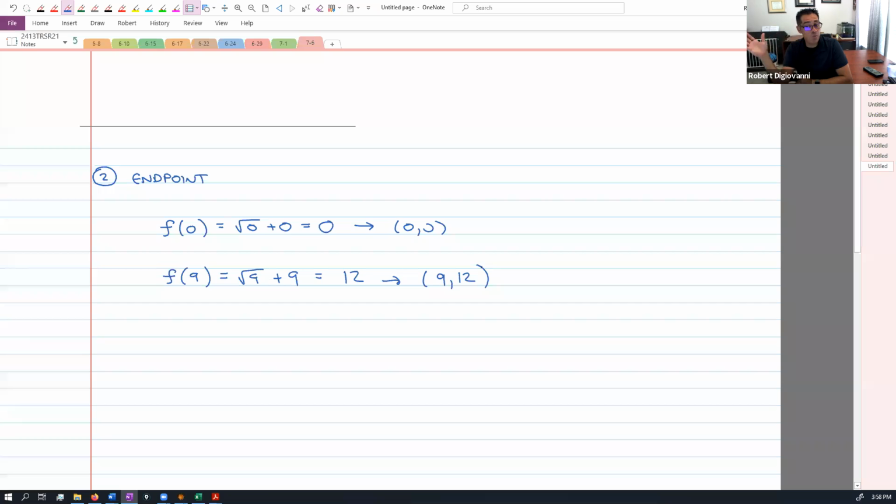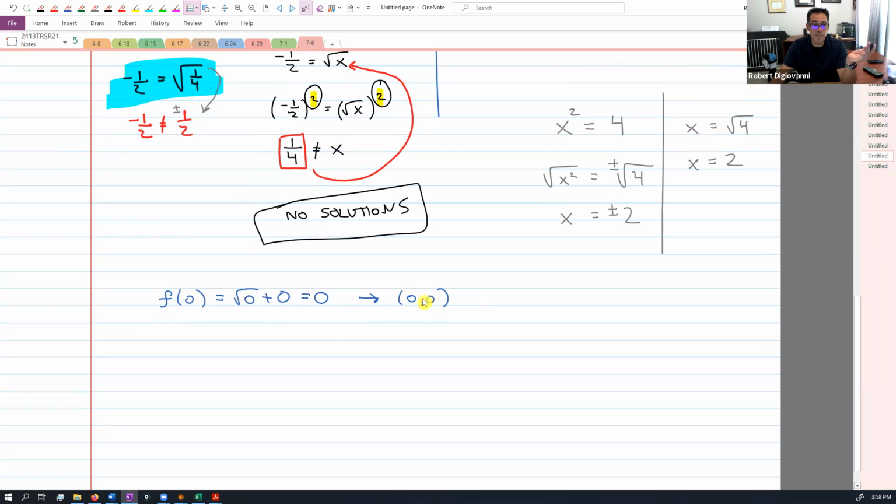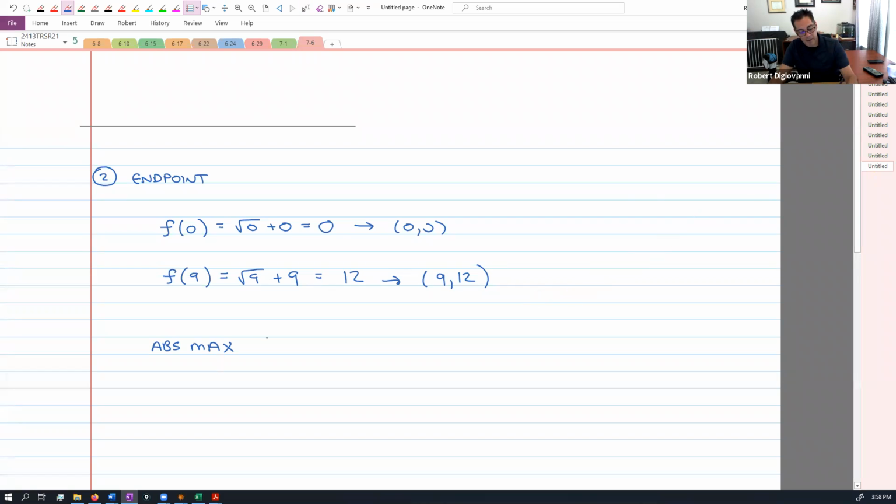So after all this work, the absolute max, well, we only had two things to compare, right? At 0 and 9, the two endpoints. Well, I mean, we had the other critical number, but that was 0. That was the same as the endpoint, wasn't it? So really, we only had two things to compare. So the max is going to be 12, and that happens here. So this right here is our max. And this right here is our min. Or the min is 0, I should say.